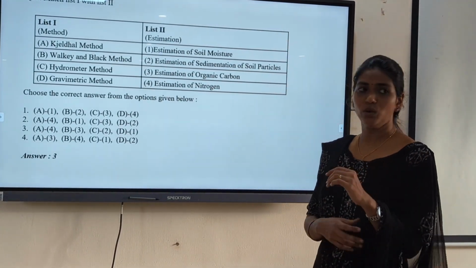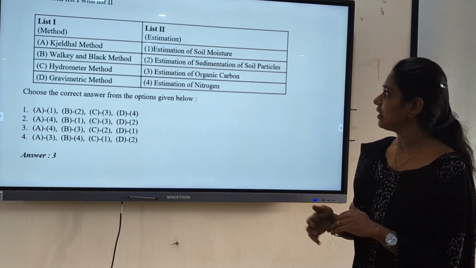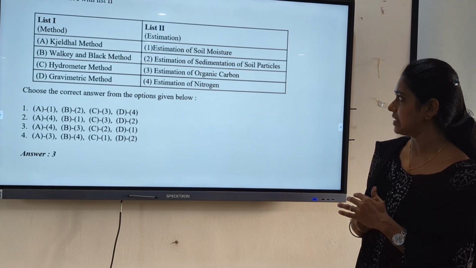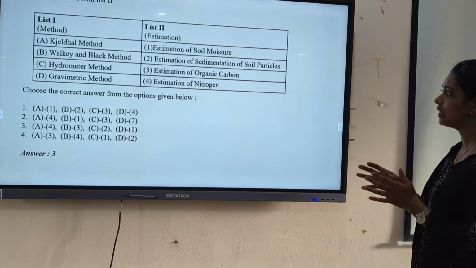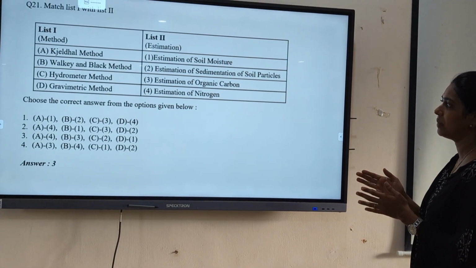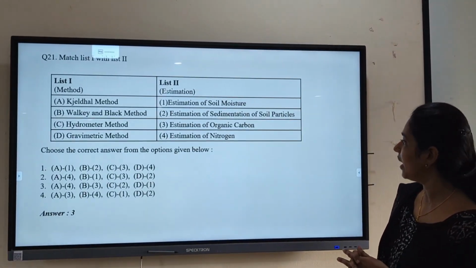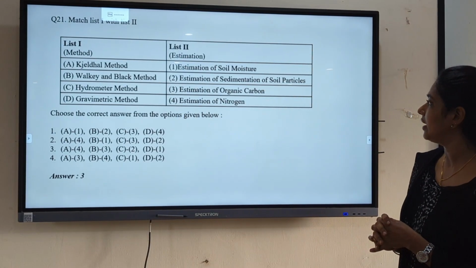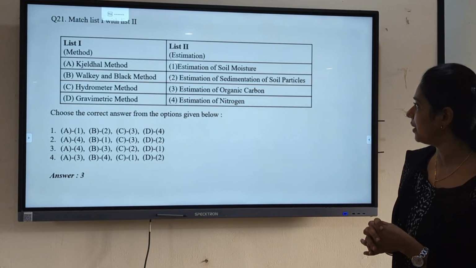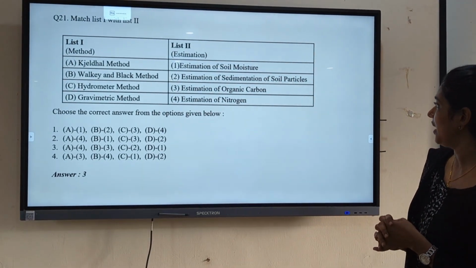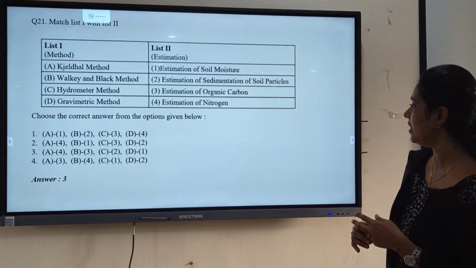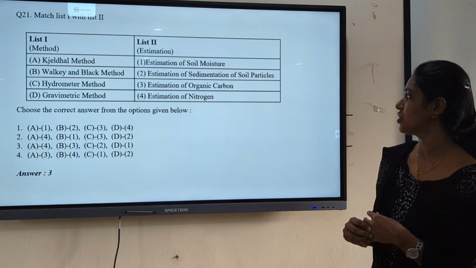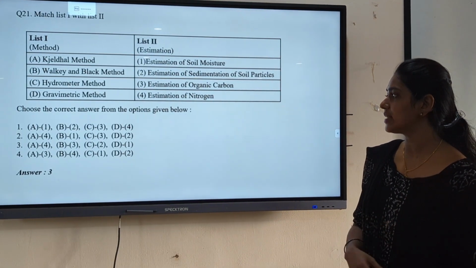Now the next question is also a match-the-following type question. Different methods of nutrient analysis are given in the first list, and we have to correctly match each with the parameter or nutrient for which the method is followed. The Kjeldahl method is related to the estimation of nitrogen. Walkley-Black is for the estimation of organic carbon, and the hydrometer is for the estimation of sedimentation of soil particles. The gravimetric method is one of the methods we follow for the estimation of soil moisture. So the correct answer is option 3.